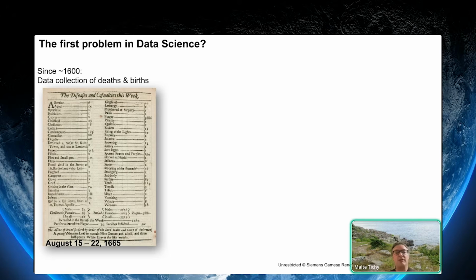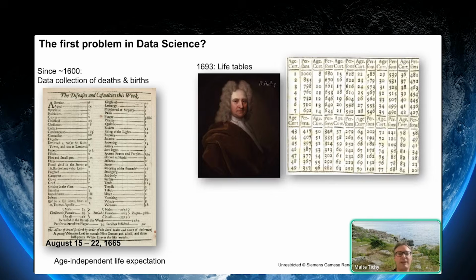That data was used to make the very first forecasts for how long people live, and these very first forecasts were actually age independent. They would just tell everyone, hey, you have like 18 years left or so. It took almost 100 years until 1693 when Edmund Halley, you might know him from the Comet, started to make life tables that are age dependent. So now the prediction of remaining lifetime is also a function of the age itself. The older you get, the shorter is the remaining lifespan.